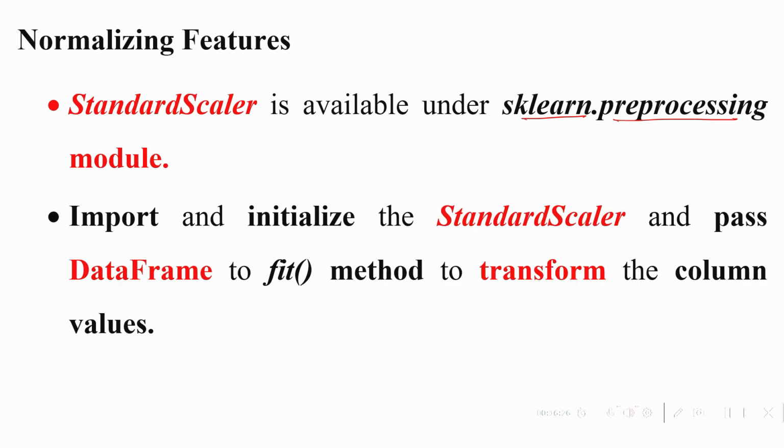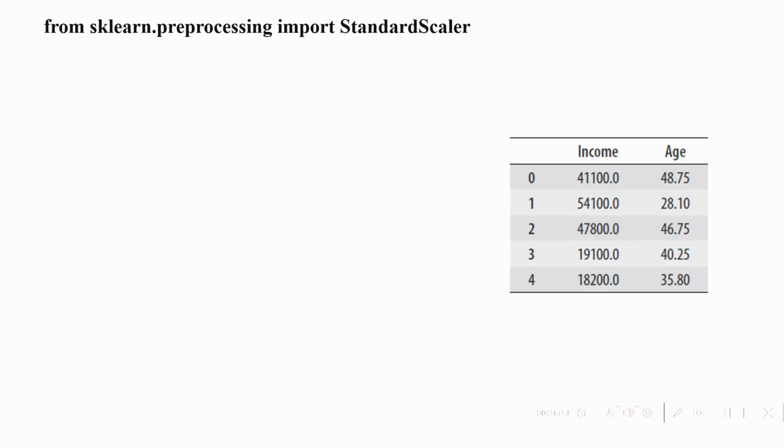Okay, so import and initialize the standard scaler and pass the data frame to the fit method to transform the column values. First of all, you have to import the standard scaler, initialize it, and then pass the data frame to our fit method. Automatically it transforms the column values into another format. So here we see the data.